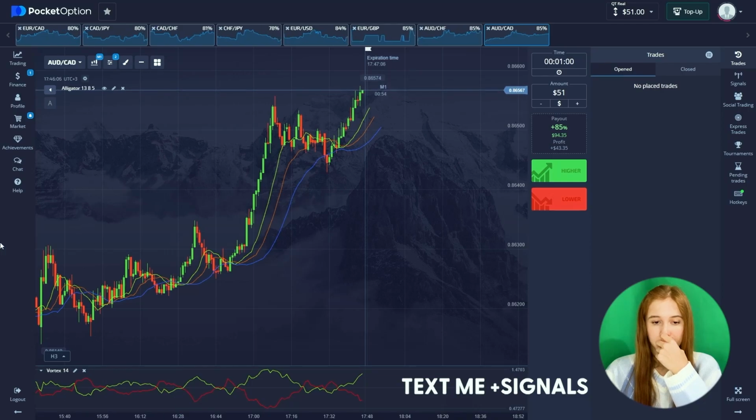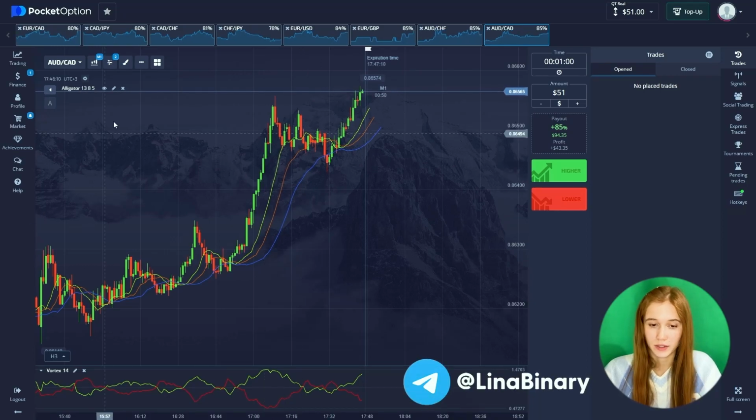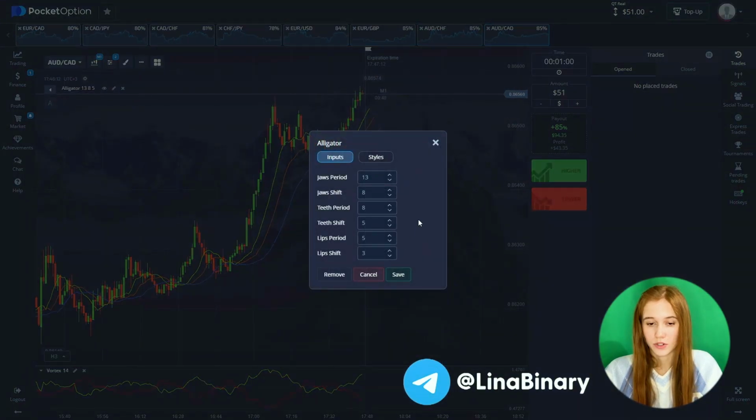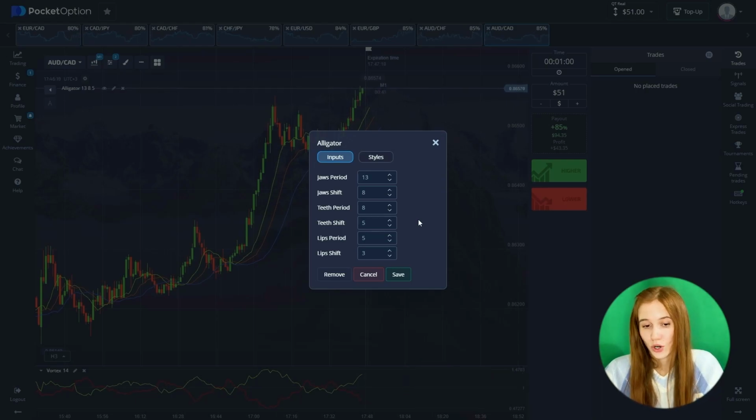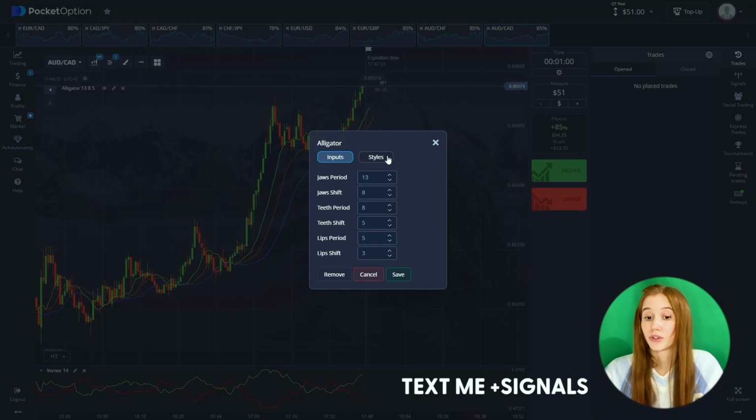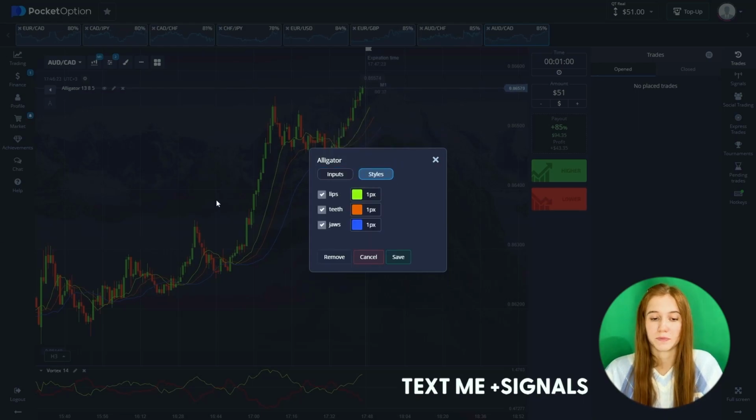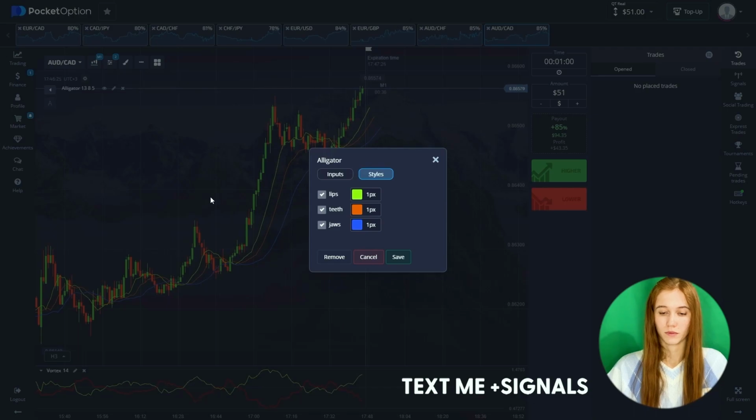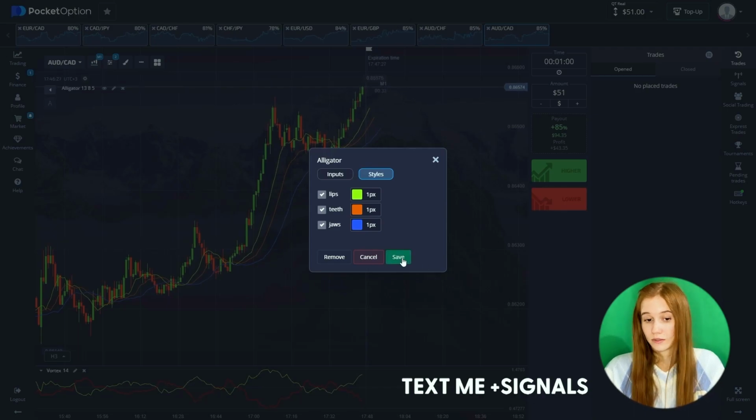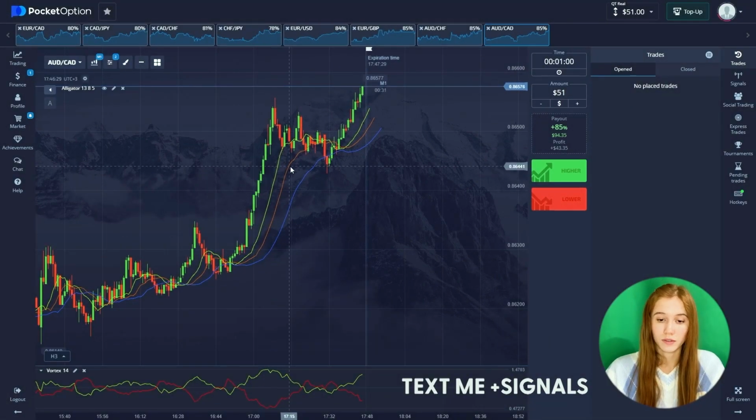So our indicators for today: Alligator. The first one is located on our chart. Its parameters, I'll tell you about it a little, and in practice I'll show you how to work correctly with these indicator settings. If you need it, just copy it and use it.